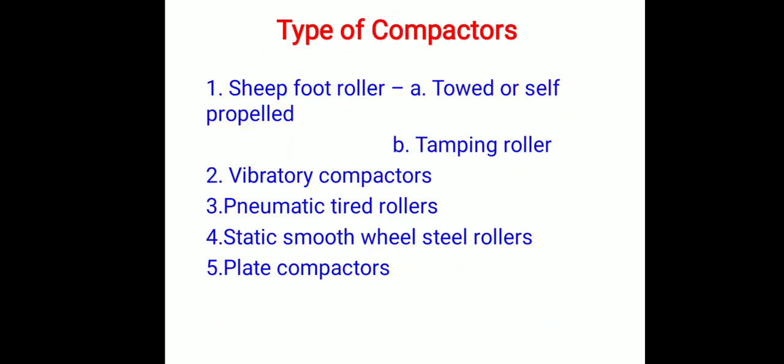So the types of compactors are: first is the sheep foot roller, which is further categorized as towed or self propelled, and second is the tamping roller. The next type of compactor is the vibratory compactor. Next one is pneumatic tired rollers. Next is static smooth wheel steel rollers, and the last type is the plate compactors. So all these types of compactors can be used as per the requirement of the site. Now we will discuss all these compactors one by one.